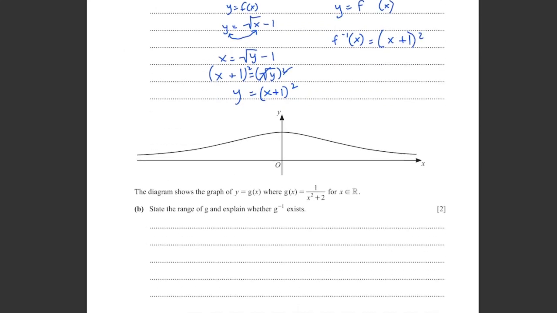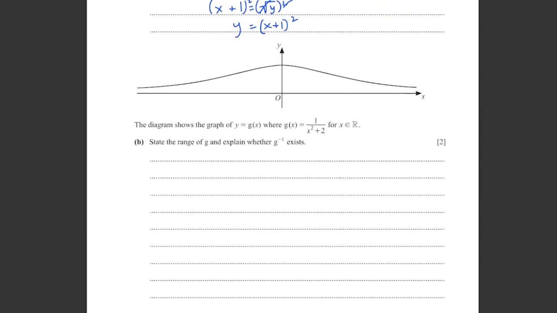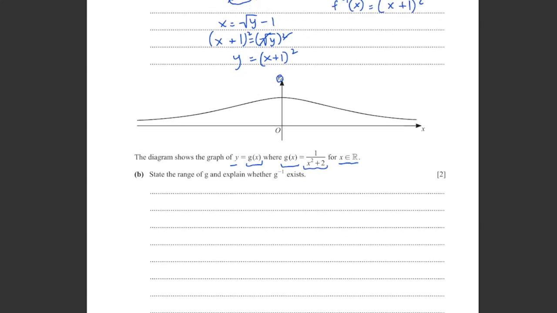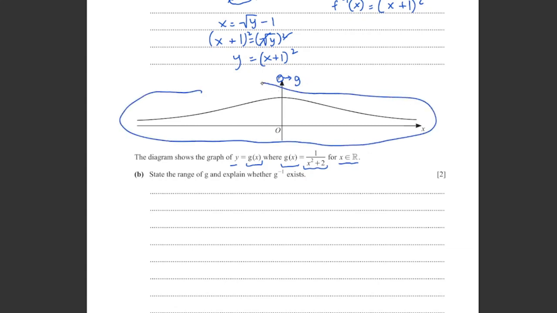Okay, so let's look at this graph over here. Let's look at part B. And part B says that we have a graph where the y-axis is basically representing g of x, and g of x has this equation, and x can be anything. Okay, so we got to state the range of g and explain whether the inverse of g exists or not. So if you look at the graph over here, all of this y-axis sort of represents all the possible values of the function g.